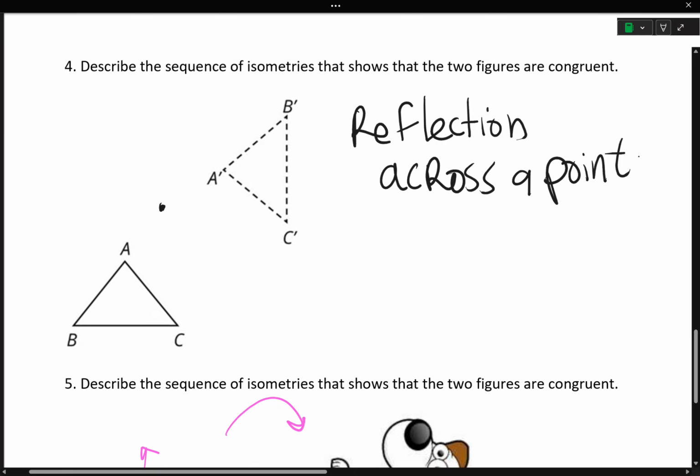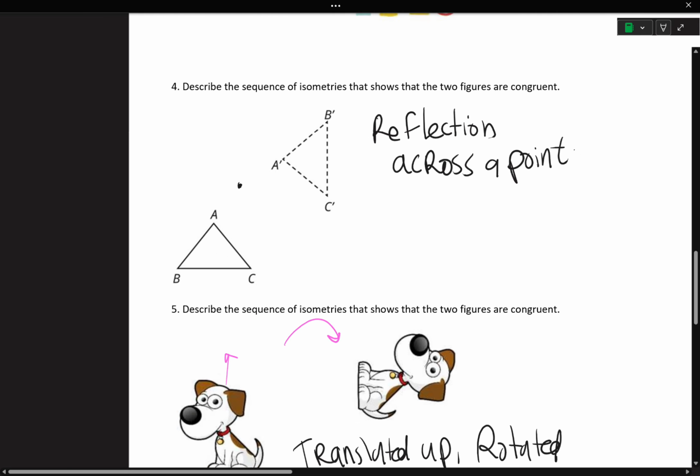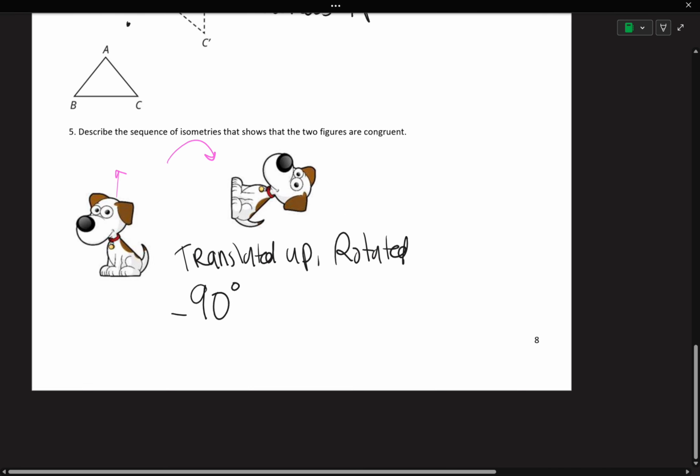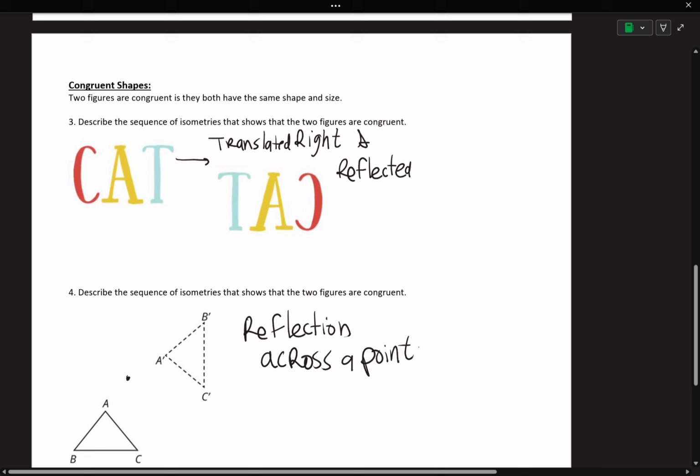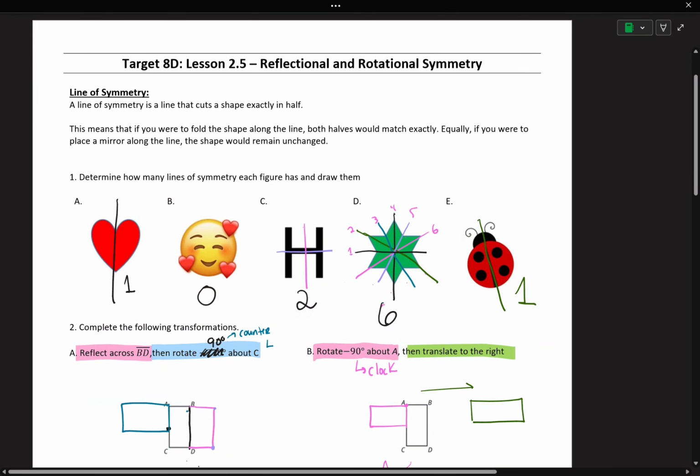I'm stuck on this number 4. I keep thinking about it. It's a reflection across a point, but what else could it be? I don't know. Maybe I'll think of it in class, or maybe you'll think of it. If you think of a different way to do 4, you let me know. Right now, I'm hitting a wall, but I think it's just a reflection. All right, that's about it.